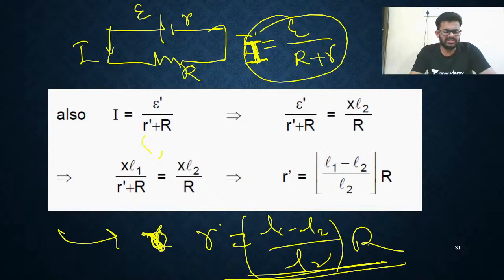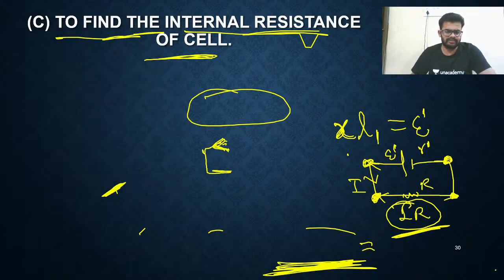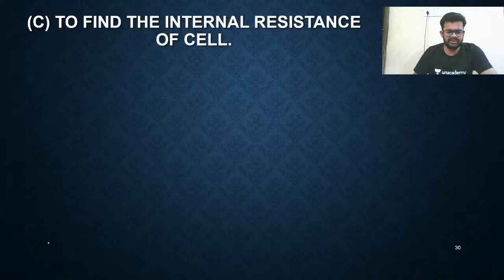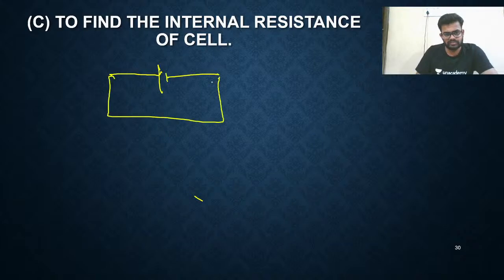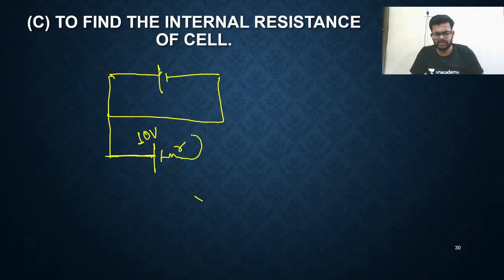So internal resistance we can find using L1 minus L2 divided by L2 into R. Now we can solve some questions based on this. Let us solve a question. This is the internal resistance. This is some battery, let's say its voltage is 10 volt or something, we don't know. Now what will happen?